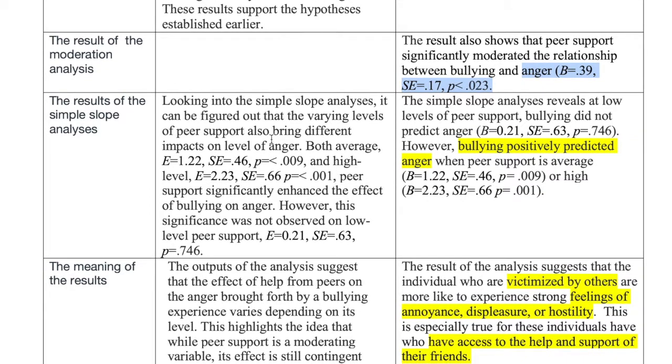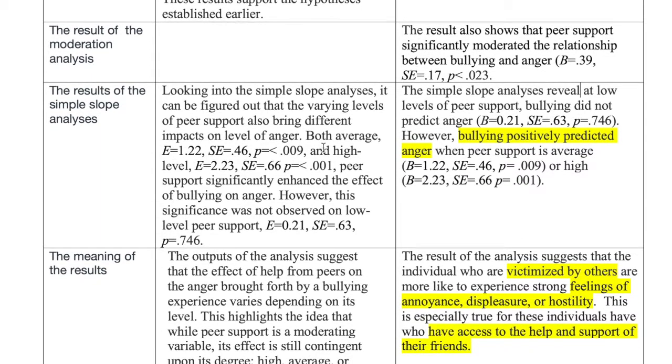So this is what the student proposed. I tried to simplify it. So I suggested the simple slopes analysis reveals that at low levels of peer support, bullying did not predict anger. However, bullying positively predicted anger when peer support is average or high. Let's see how my student wrote it. Both average and high level peer support significantly enhance the effect of bullying on anger.